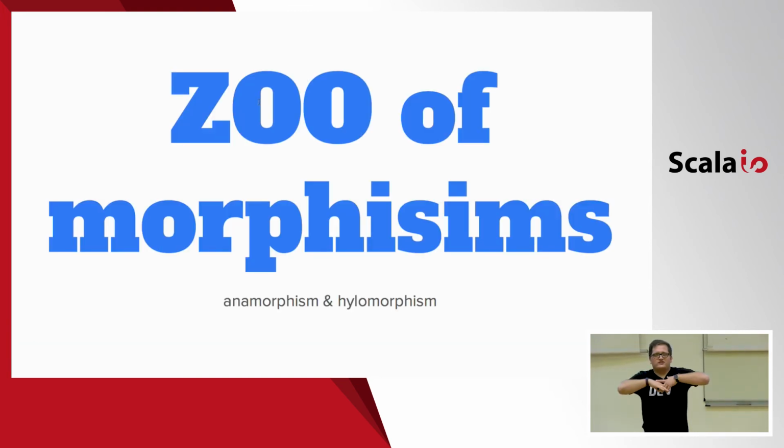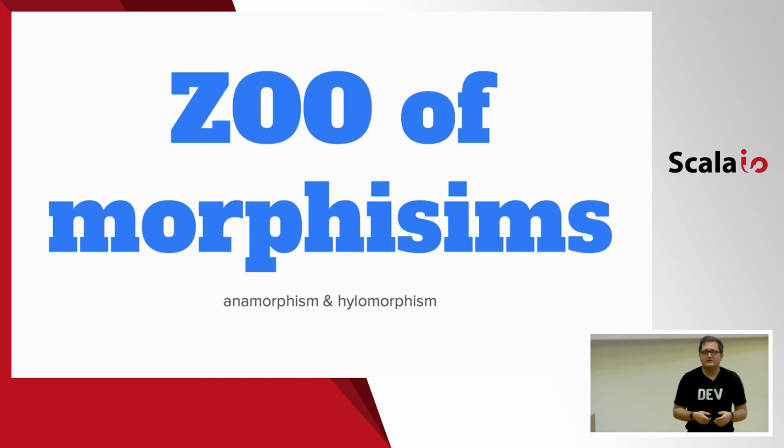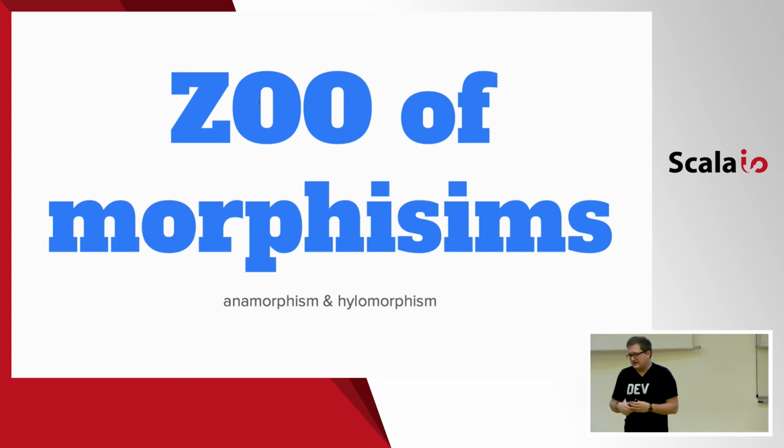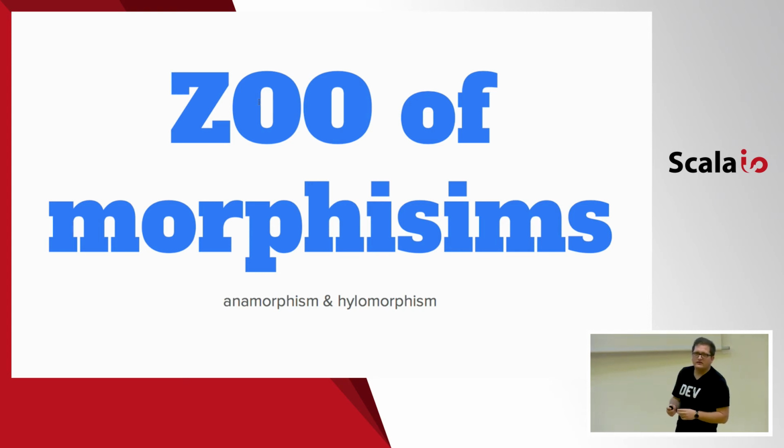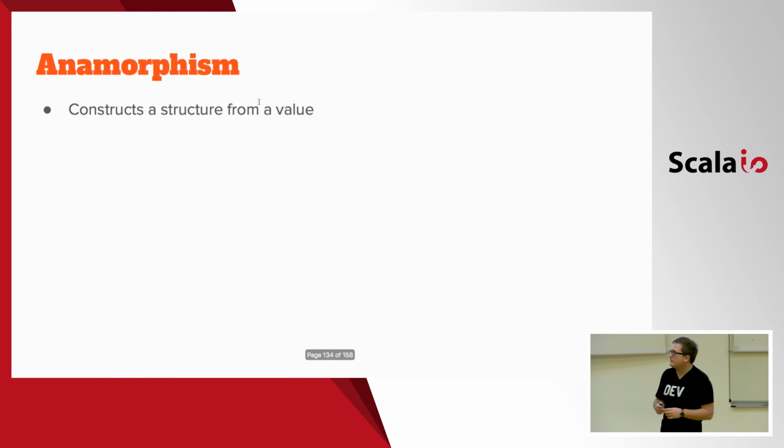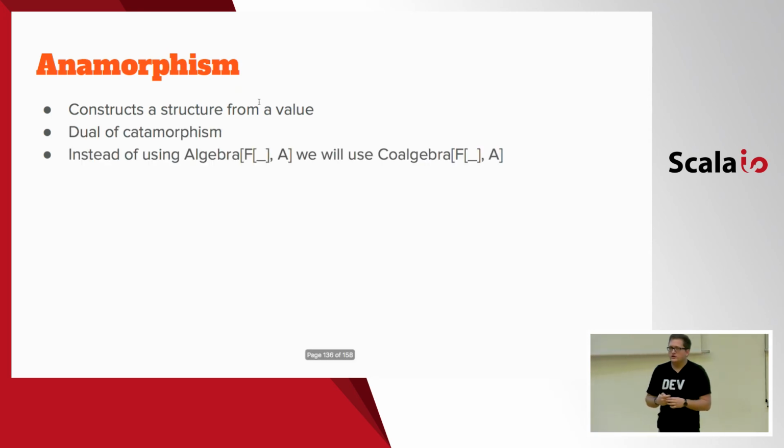Now, there's not just catamorphism; there's a tremendous zoo of morphisms within recursion schemes. Some were described in the original paper, some newer ones are described in newer papers, and they are all really not that difficult once you actually understand what they're doing. We will only focus on two more, but really quickly. There's one called an anamorphism. An anamorphism is dual to catamorphism.